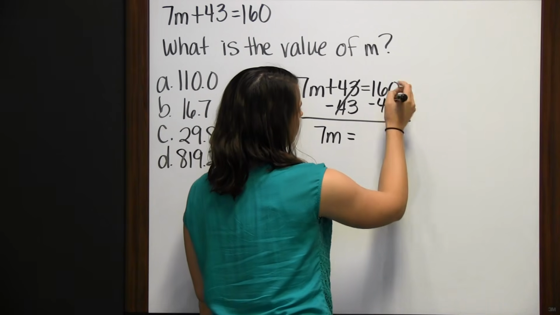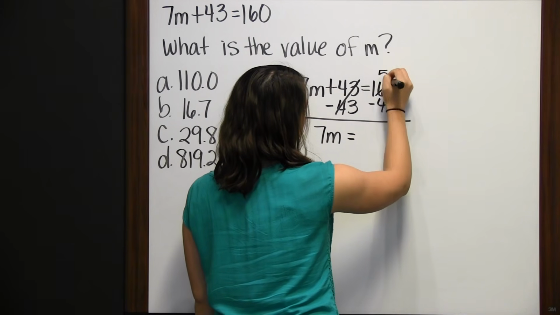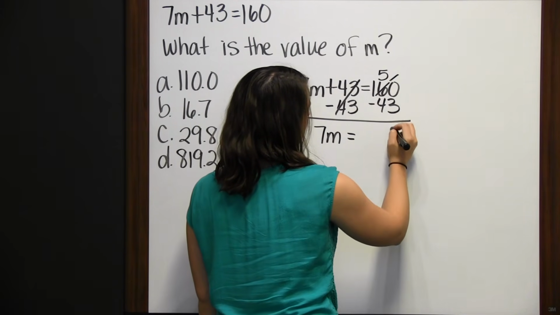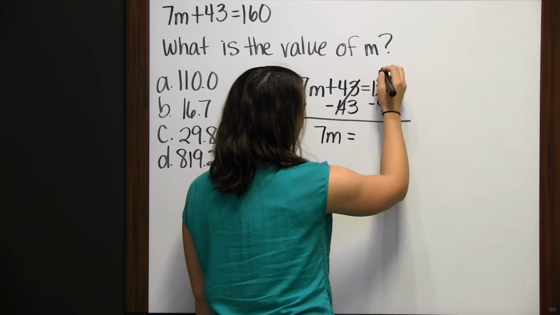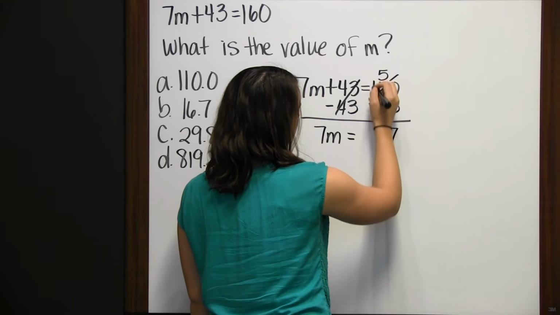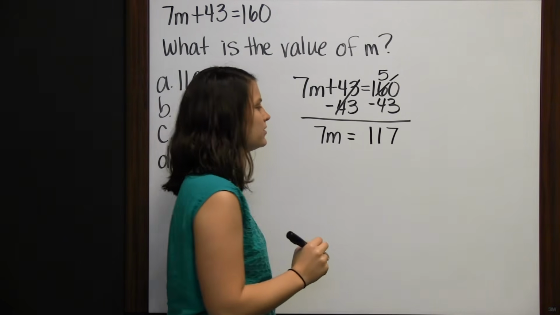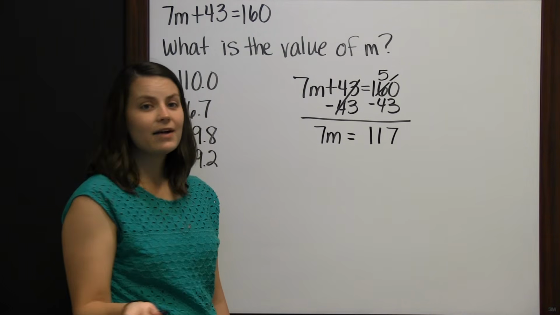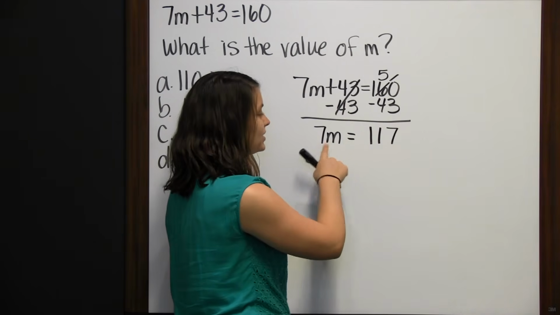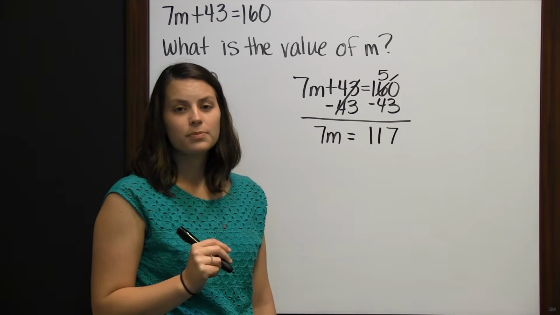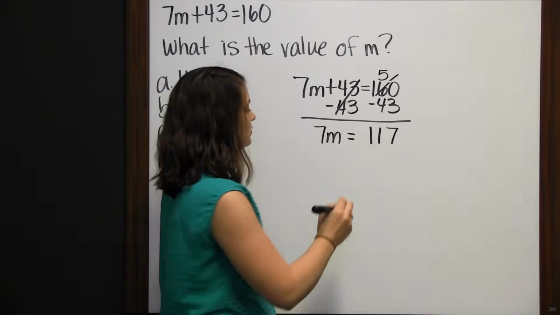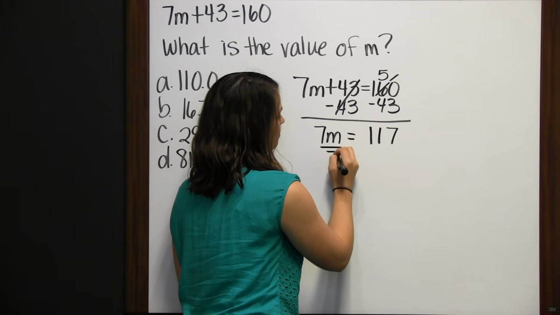I can't take 3 from 0, so I'll borrow from the 6, that's a 5. Then I have 10 minus 3 is 7, 5 minus 4 is 1, and I bring down my 1 because 1 minus 0 is 1, so 117. Now I have to undo this 7 times m, and the opposite of multiplying times 7 is dividing by 7.